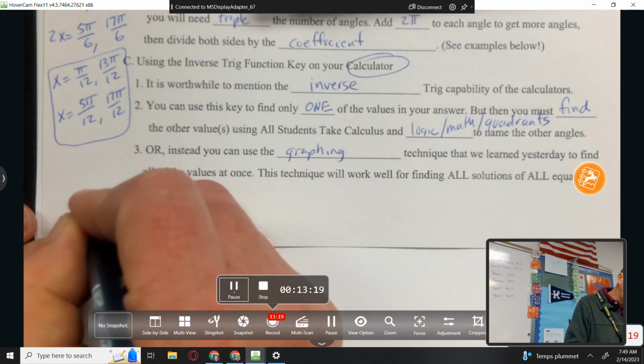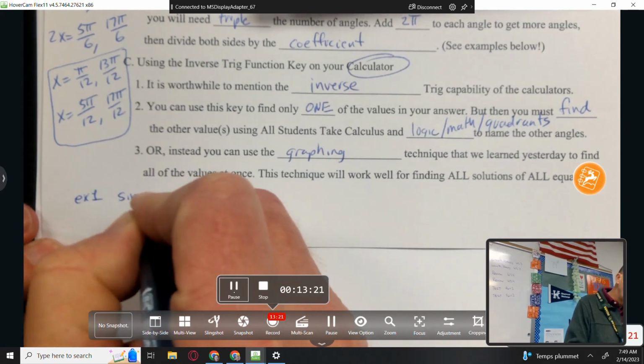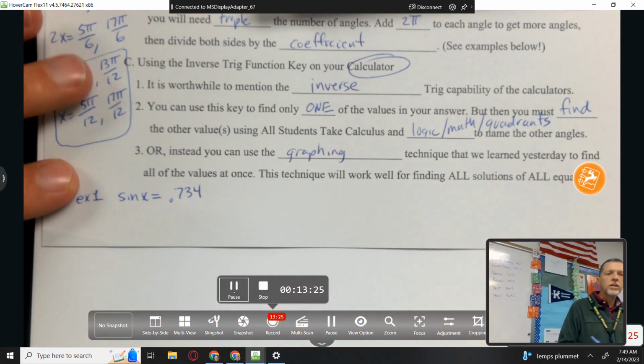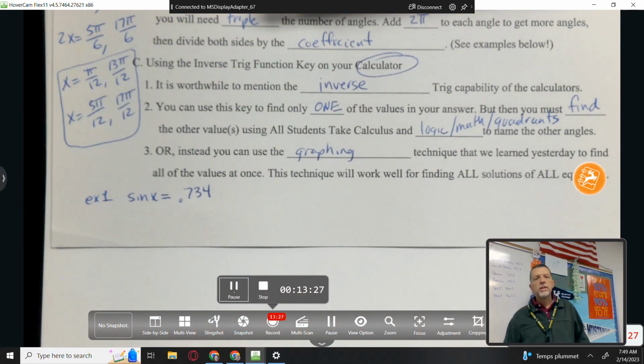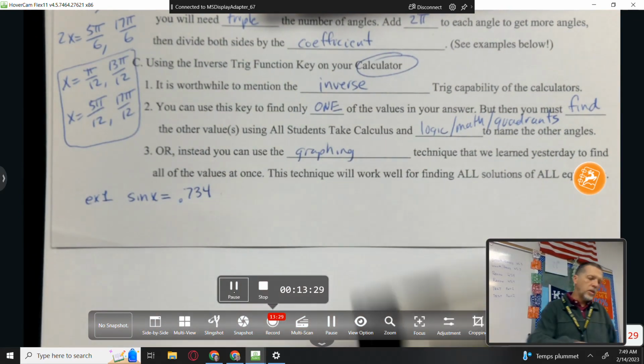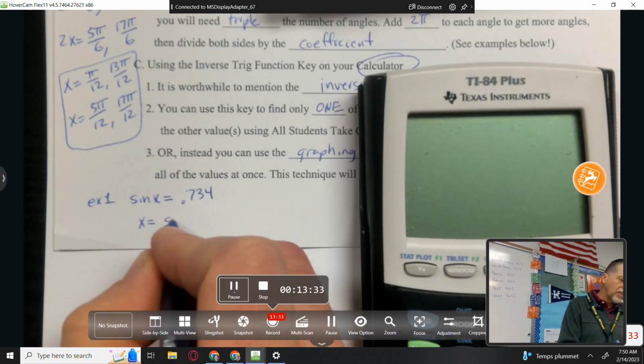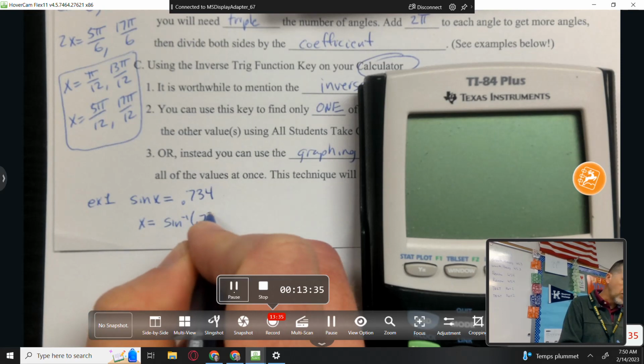Let's do some examples down here because these are easy. Sine of x equals 0.734. So that means x is the inverse sine of 0.734.